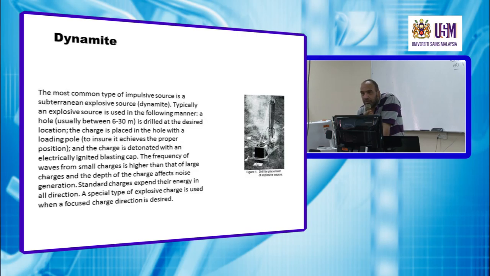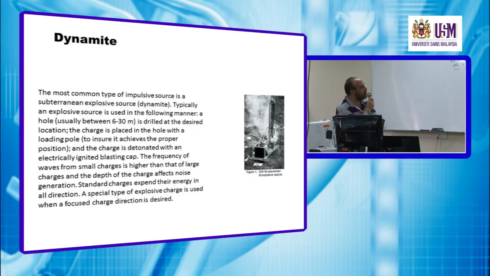Which means, what do you mean by effectiveness? It's important, but what do you mean by effectiveness? Because on the surface it will trigger only the surface wave, and the energy is lost to the atmosphere as well. Oh, this is good, excellent. Yes, because part of the energy will go up into the air. But when I put the charge in a borehole, all the energy will move into the ground. It is not going to produce surface wave only. It will produce surface waves and good waves. So the most common type of explosive source is a subterranean explosive source, which is dynamite.